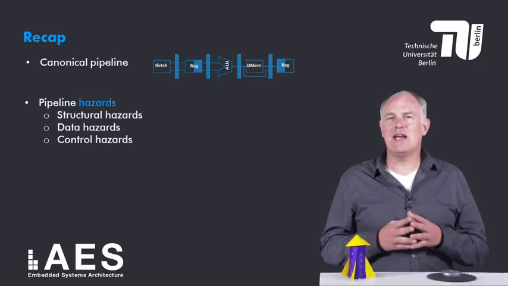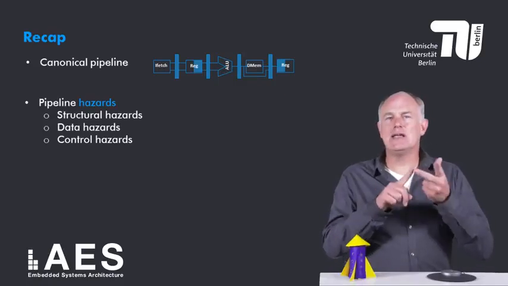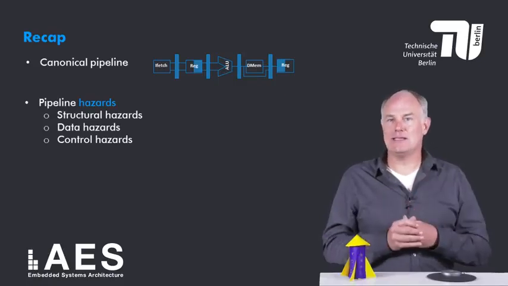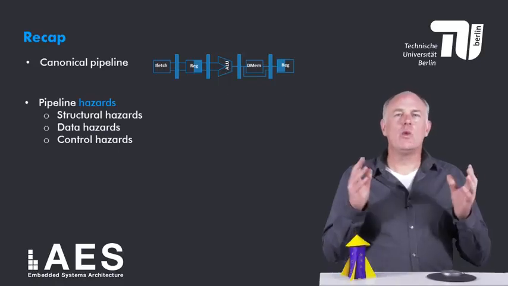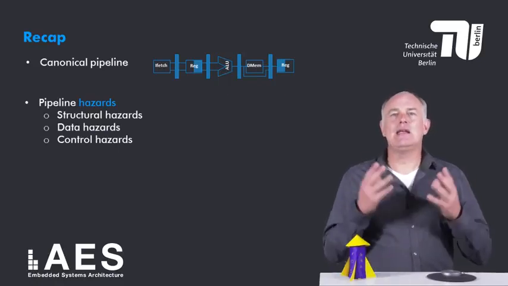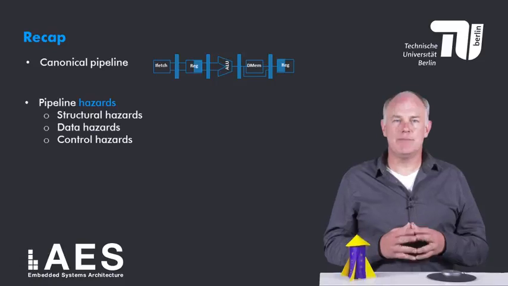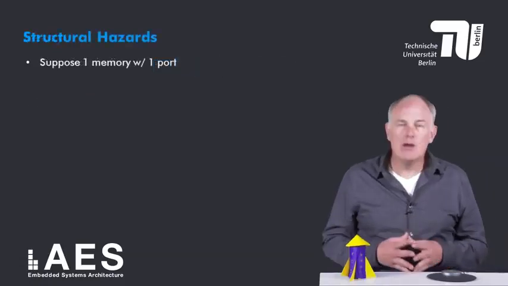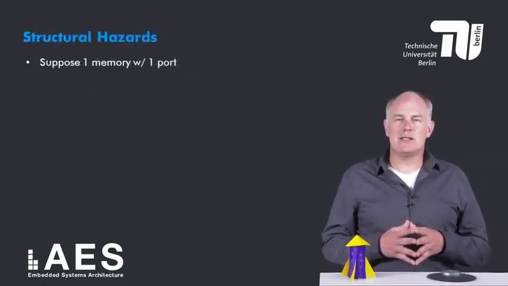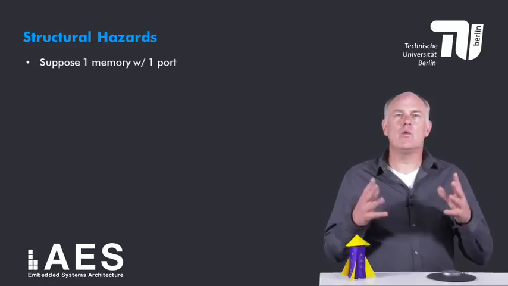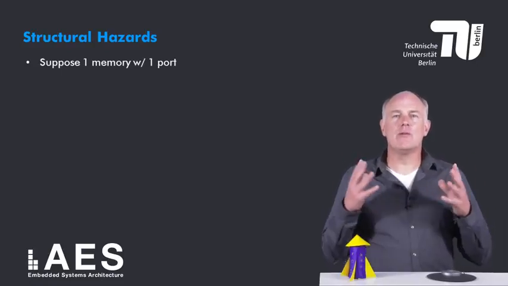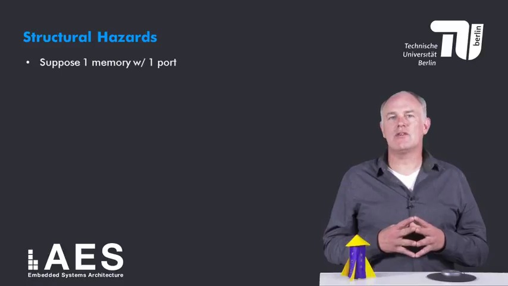There are 3 kinds of hazards: structural hazards, data hazards, and control hazards. In this lesson, we will study them in more detail and discuss potential solutions to them. First, structural hazards. Structural hazards occur when the hardware resources cannot support parallel execution of instructions.